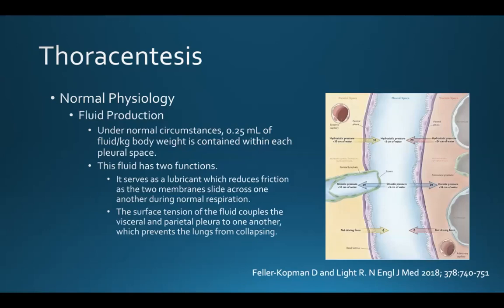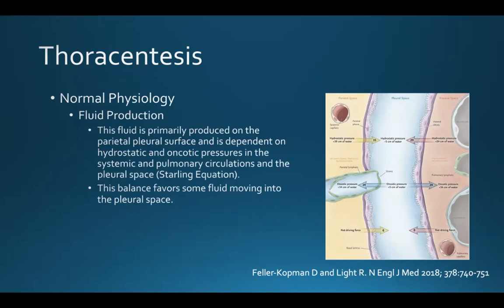In terms of fluid physiology, there is normally fluid within each pleural space. Under normal circumstances, there's 1/4 of a milliliter of fluid per kilogram of body weight within each pleural space, and this fluid has two functions. First, it serves as a lubricant which reduces friction as the two membranes slide across one another during normal respiration. And second, the surface tension of the fluid couples the visceral and parietal pleura to one another, which prevents the lung from collapsing.